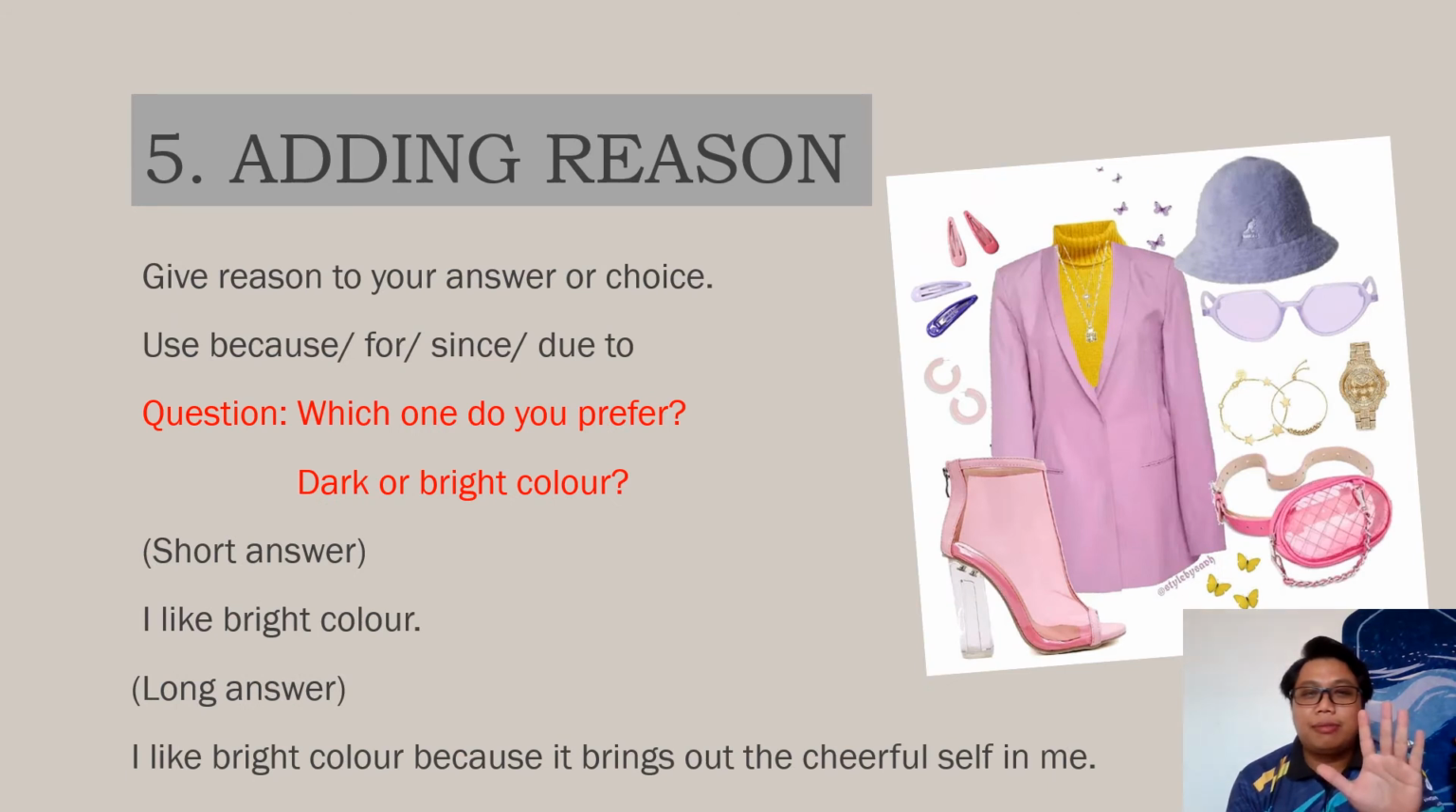Tip number 5, adding reason. When you have your own answer, you need to give your reason to expand your answer. Give a reason for your answer or choice. Use because, for, since, or due to. For example, which one do you prefer, dark or bright color? You might want to answer like this. I like bright color because it brings out the cheerful self in me. That is tip number 5. Let's go to tip number 6.